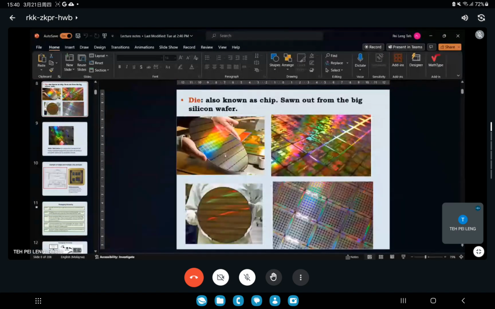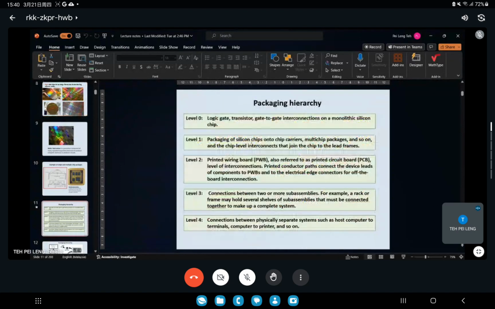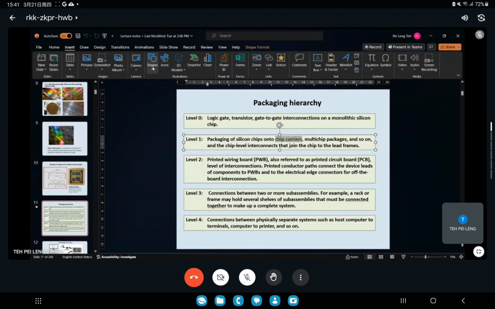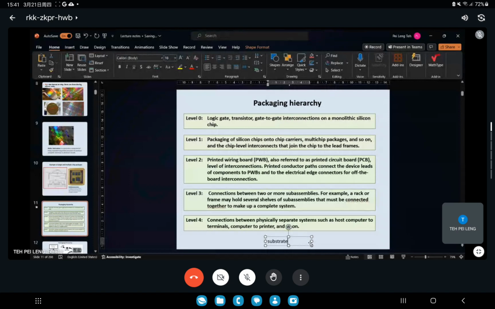Okay, level 1. When we have all the chips, we need to protect them, right? So we need a carrier, what we call a chip carrier. Sometimes they call it a substrate also. Sometimes they call it a substrate, sometimes they call it a chip carrier. There are many terms.